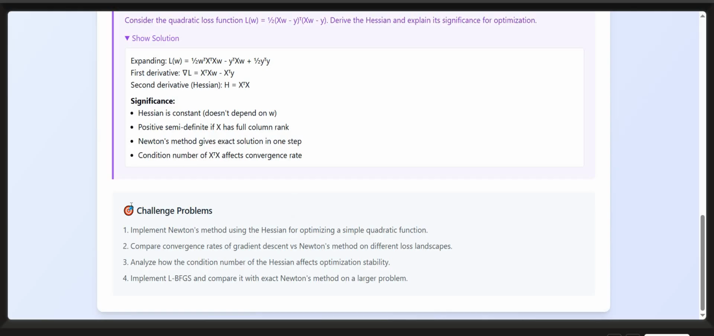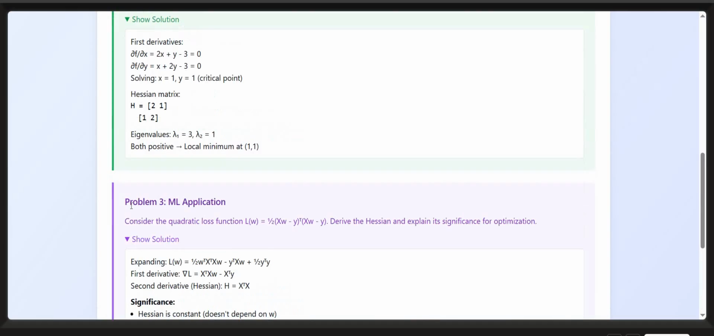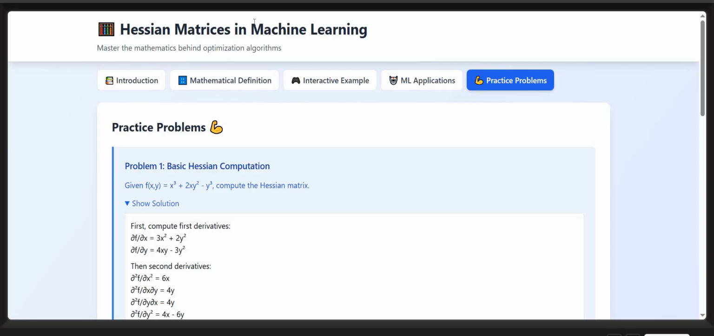They go beyond just theory, like implementing Newton's method yourself, comparing convergence rates, and testing how the condition number of the Hessian affects stability. You could also try using LBFGS and comparing it against exact Newton steps. These kinds of exercises are really useful if you want to move from just knowing the definitions to actually understanding how to apply them. And that's it for Hessian matrices.